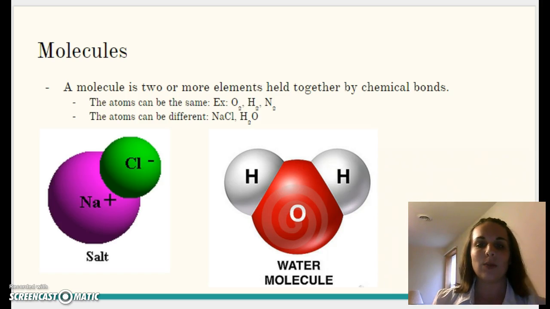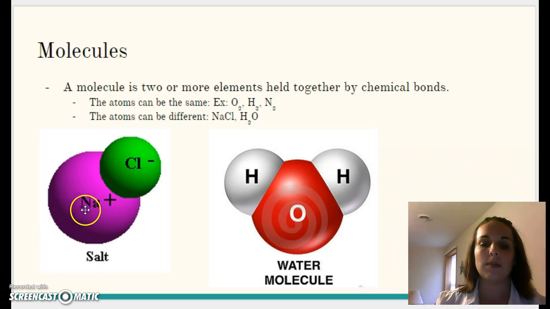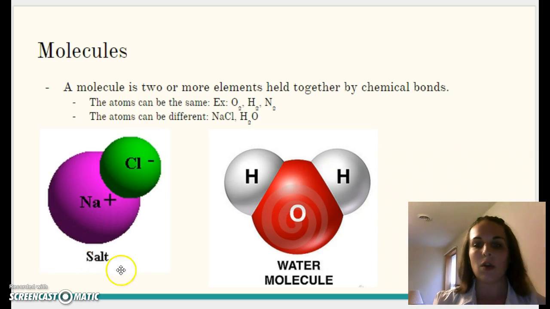Molecules are what we find when two or more elements are held together by chemical bonds. So they mix together here and make something completely different than the two would be separate. So we can take two of the same, where we would have 2 oxygen come together and we have O2. Or we would have 2 hydrogen come together and we would have H2. But the atoms could be different too. We could have Na, or sodium, and Cl, chlorine, come together and it makes something called table salt. Or we could have 2 hydrogens and an oxygen come together to make water. A molecule is just 2 or more elements bonding together.